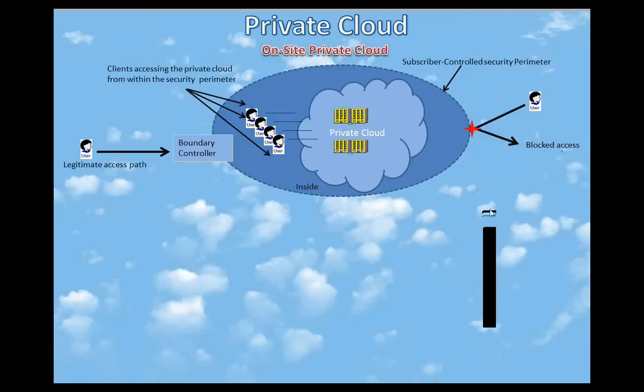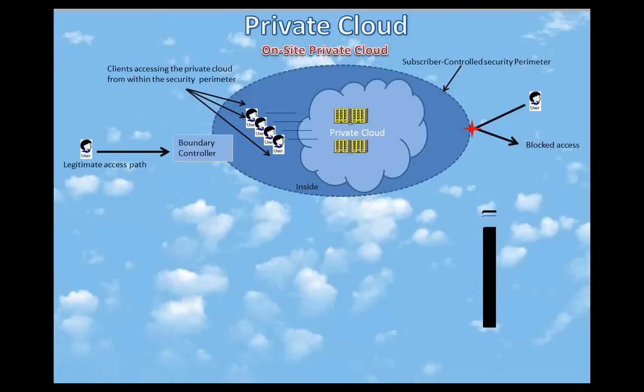On-site private cloud. Outsiders are not allowed. If you see here, outside access is blocked. Resources and the users or the subscribers who are consuming those resources are within the security boundary or the security perimeter, right? And this data center or private cloud is actually located within the premises of your business.